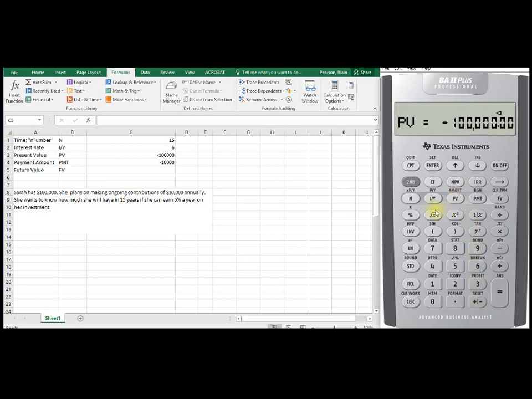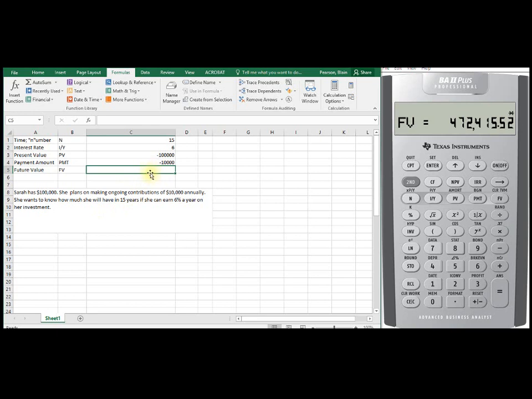We saw in the last video that if we hit compute and future value, it'll tell us how much we will have in the future, assuming there are no ongoing contributions. However, in this problem, Sarah wants to know if she continues to make contributions of $10,000 annually, how much will this future value be? In order to find that, we can enter negative $10,000 into the PMT amount. From there, we hit compute, future value. We now have our future value amount. This amount tells us the amount she will have in the future under these given set of assumptions.